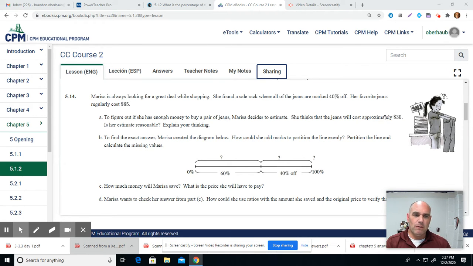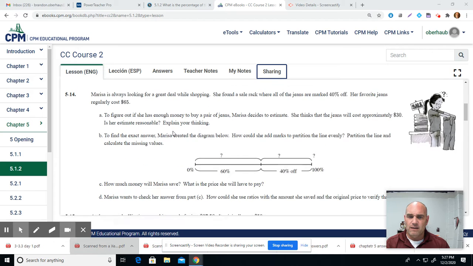Well, she thinks they're going to be about $30, and the jeans cost $65. So it seems to me that if they cost $30, then that would be more than half off. So that'd be more than 50%. And it says the jeans are marked 40% off. So I don't think it is reasonable because according to this, if she's only paying $30, she's actually getting them for more than 50% off. So I'm going to have to say no.